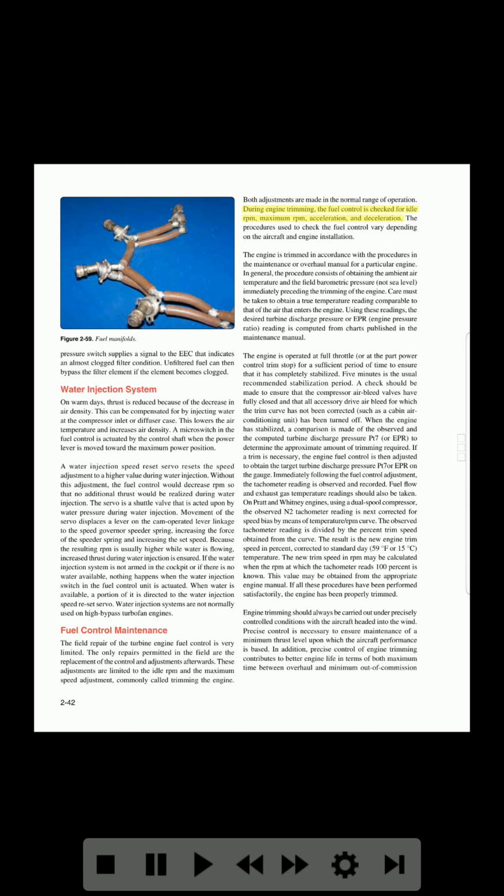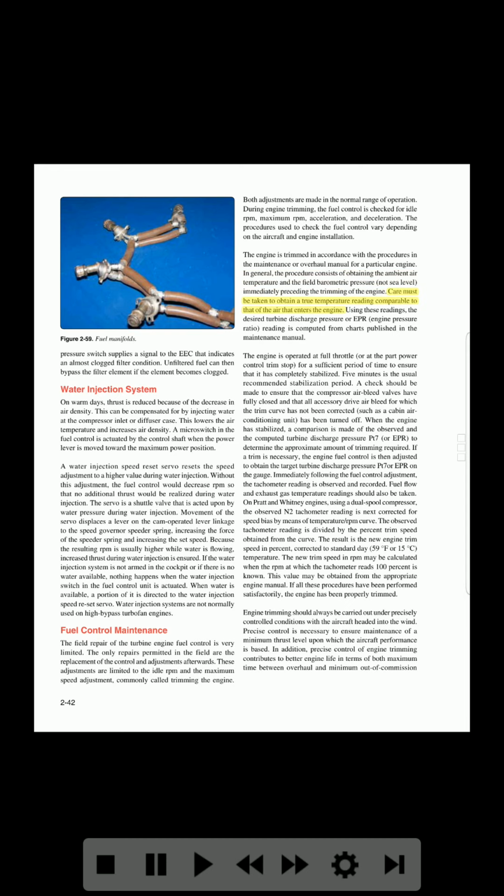During engine trimming, the fuel control is checked for idle RPM, maximum RPM, acceleration, and deceleration. The procedures used to check the fuel control vary depending on the aircraft and engine installation. The engine is trimmed in accordance with the procedures in the maintenance or overhaul manual for a particular engine. In general, the procedure consists of obtaining the ambient air temperature and the field barometric pressure, not sea level, immediately preceding the trimming of the engine.